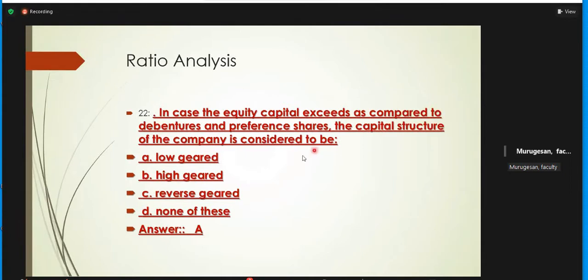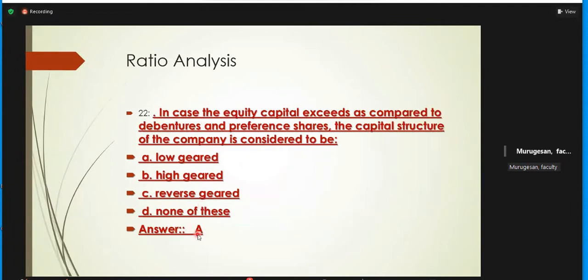You see the question: equity capital exceeds, that is, owned funds are more compared to debentures and preference shares, then the company will be called what? Whether it's a low geared company, a high geared company, or a reverse geared company. There is no reverse gear, but anyhow, to confuse you, they will give all this, or none of these.